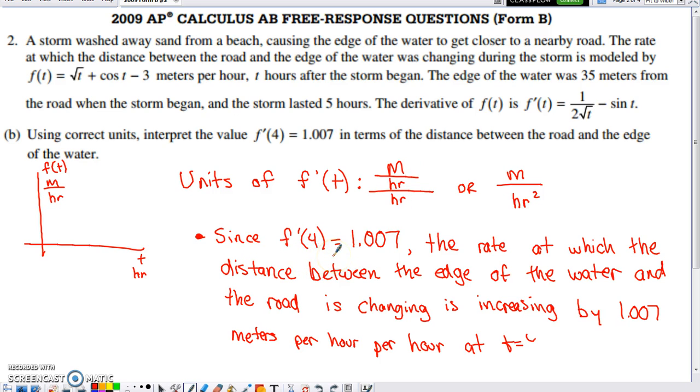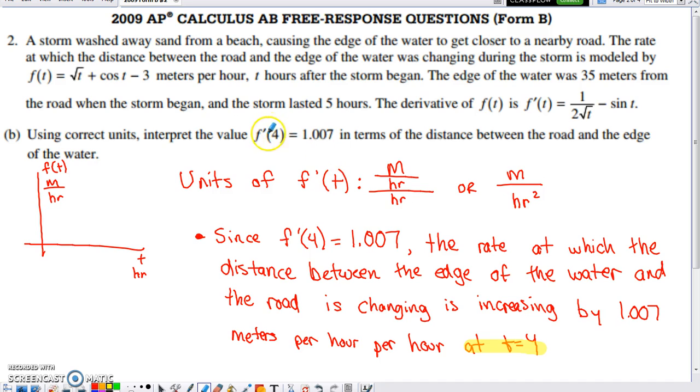So if you're asked about a derivative's value at a certain location, within your interpretation, you're always going to want to make sure you're referencing the 4. I don't know why I lost my 4 there. That's my fault. You're always going to want to make sure at some point within your interpretation, you're referencing the fact that the value going into the derivative is significant. So this is something happening at the time t equals 4. And what does the 1.007 represent within this context?